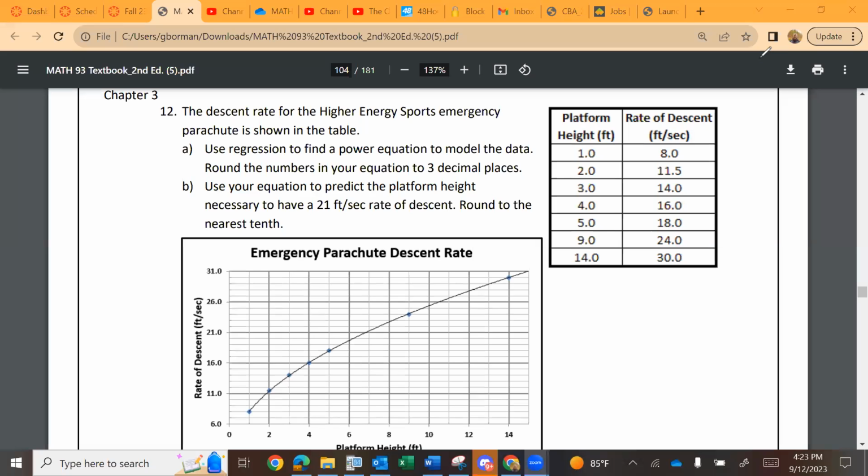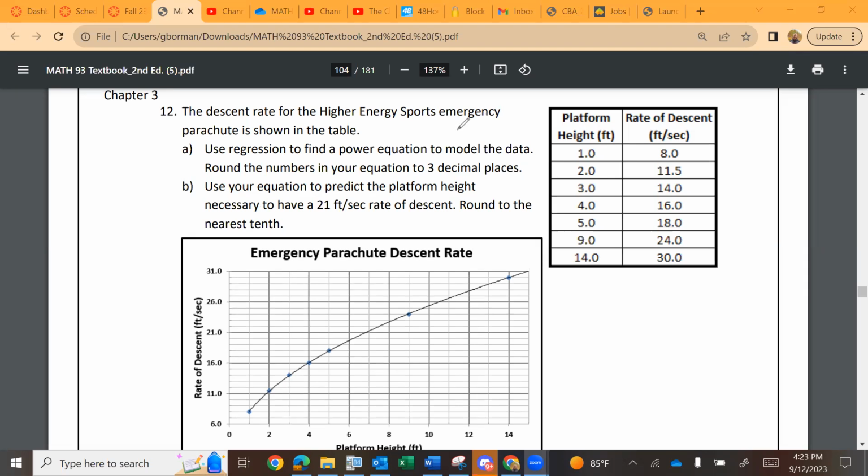So here we are at the end of chapter 3, which means that the function we're working with, power, we're going to be given a y value and we're going to solve for x, because that's what we did at the end of chapter 1 and the end of chapter 2. That's what we're going to do at the end of chapters 4 and 5 as well. Okay, so use regression to find a power equation to model the data.